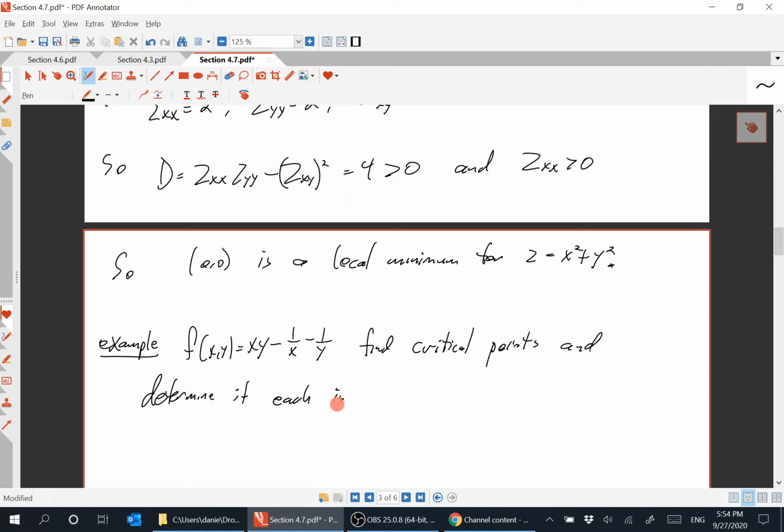If each is a relative max, min, or neither, if you can.